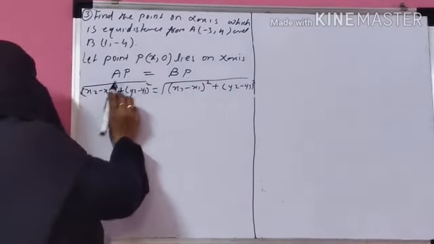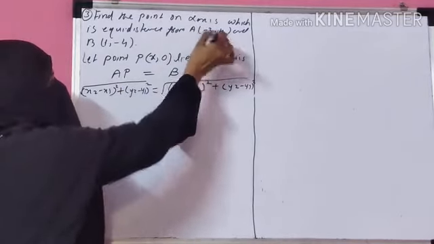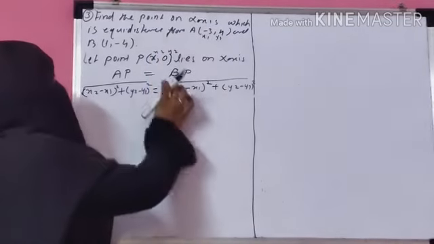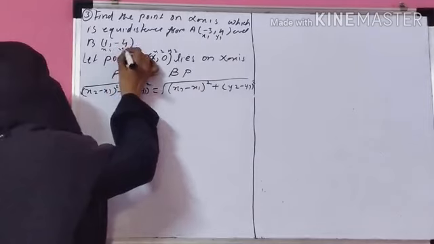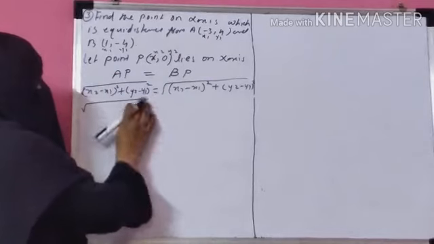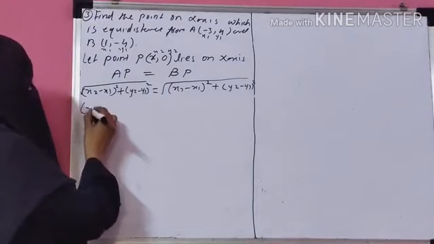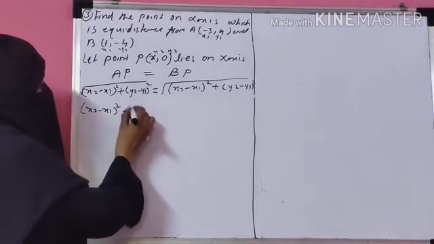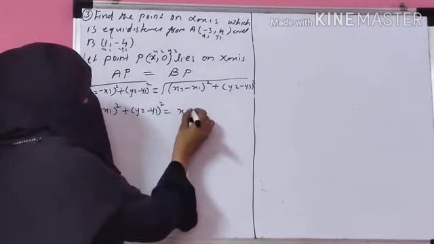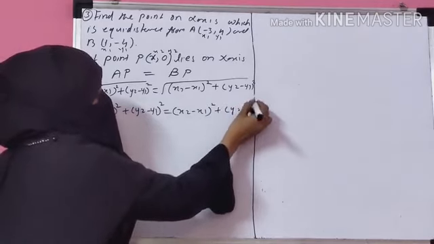Now for AP, A is (x1, y1) and P is (x2, y2). For BP, B is (x1, y1) and P is (x2, y2). Now substitute the values. Root on both sides gets cancelled, so (x2 minus x1) whole square plus (y2 minus y1) whole square equals the same expression on the other side.